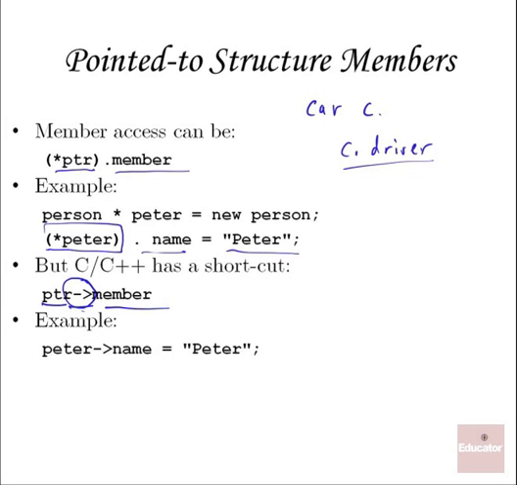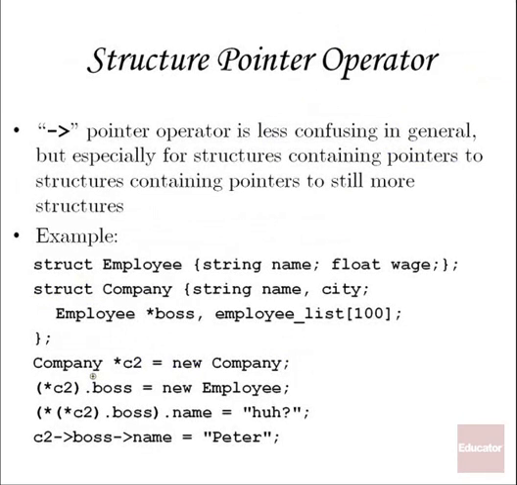So instead of doing this to get the name of Peter, we use this. This is the same as this, but this is a lot easier. You will see this a lot because you'll see a lot of pointers to structures in code. You'll use that quite a bit, and so you'll see a lot of this particular operator to get to the member of a given structure. So it's less confusing in general, especially if you have a pointer to a structure, to a pointer to a structure, to a pointer to a structure, et cetera, et cetera.